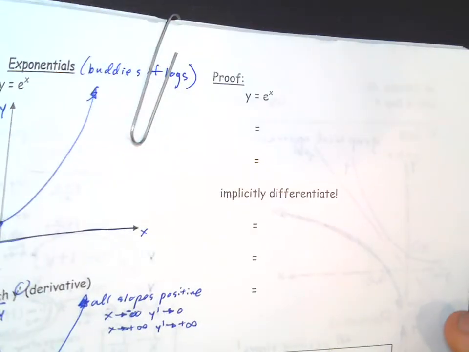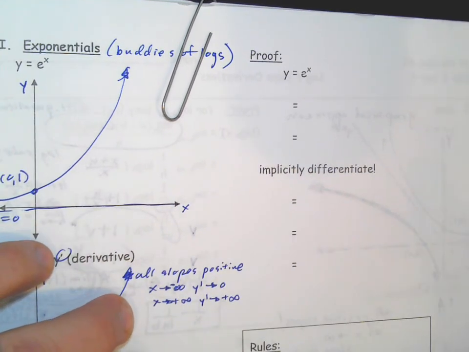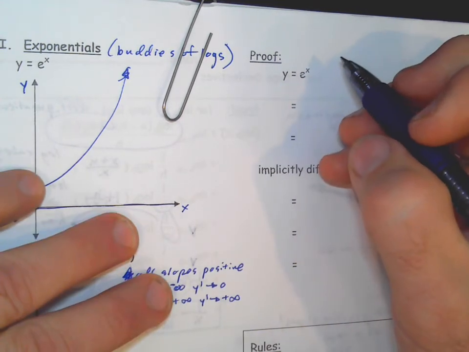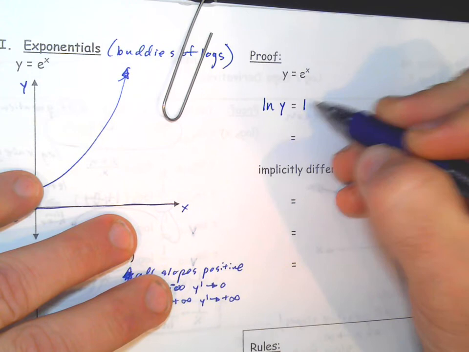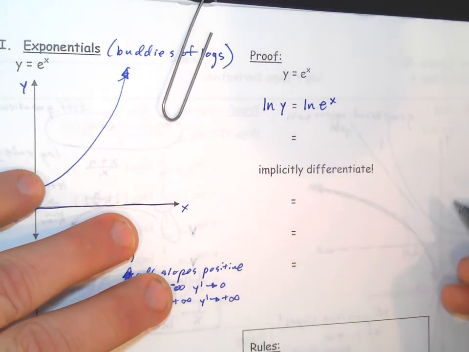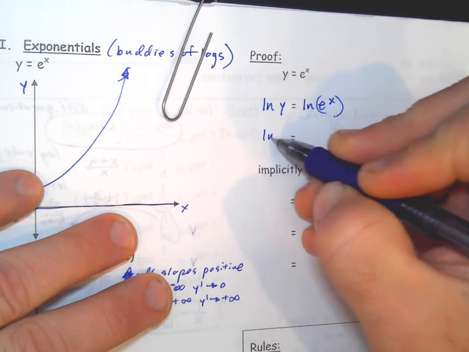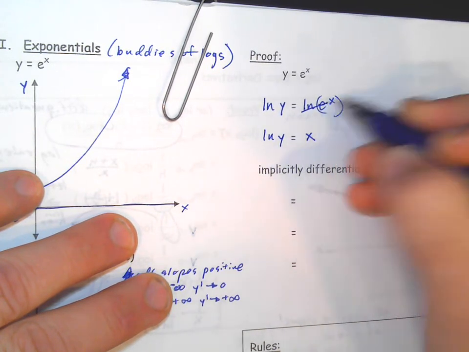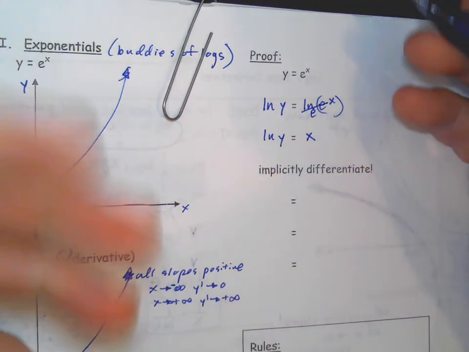Now, this proof is going to be a different kind of proof. Instead of using the definition of derivative, I'm going to use the derivative for natural log, which we already proved. We're going to take advantage of that. I'm going to take the natural log of both sides, which is going to give you natural log of y equals x, because natural logs and exponentials are inverse functions, right? They cancel each other out. What would you raise e to get e to the x?